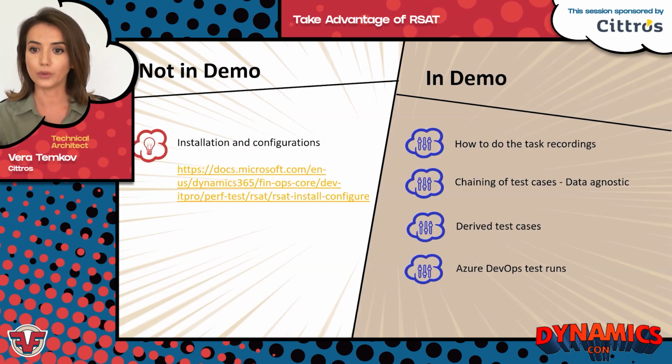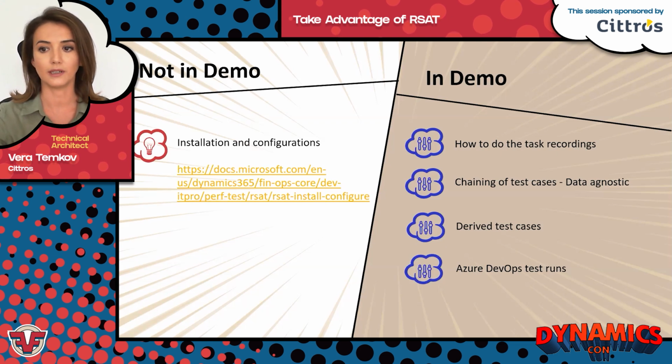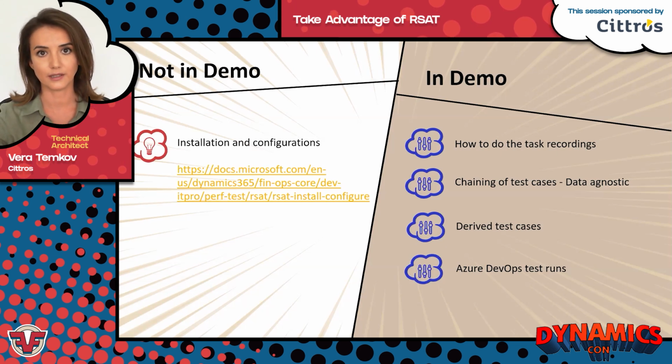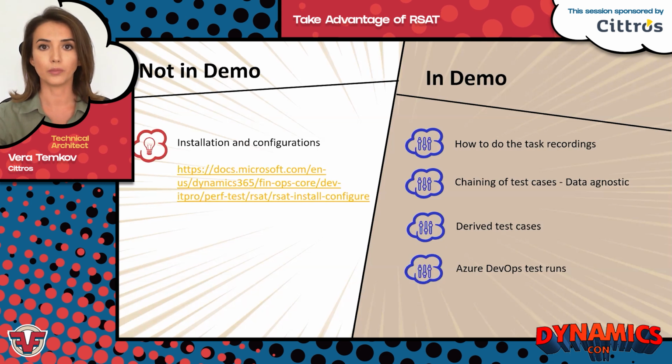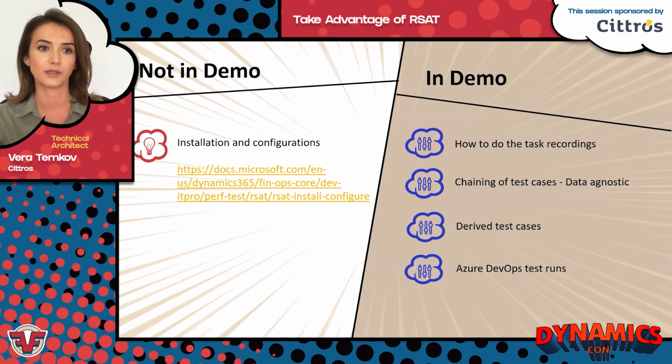Then I'm going to show you how to change those test cases and how to create derived test cases. That means you are recording one time, but you're using that recording in multiple test cases. I will show you that in the demo. And at the end, we will see how those test runs appear in Azure DevOps.